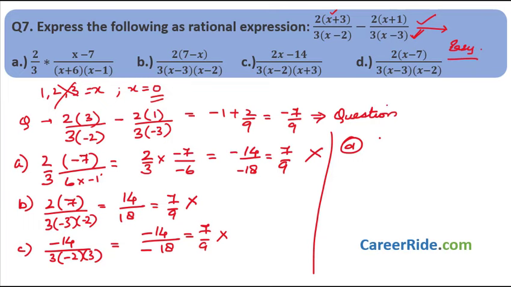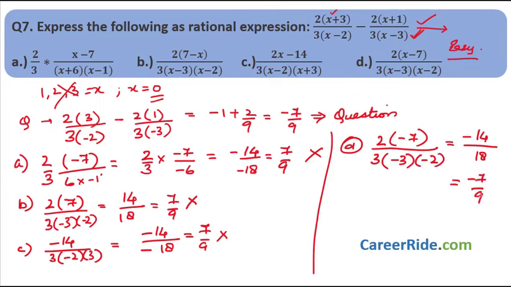The option D here is 2 into minus 7 divided by 3 into 0 minus 3 is minus 3 into minus 2. This is what? This is equal to minus 14 upon 18. This is equal to minus 7 upon 9, which is what I was looking for. And this is same as the value of the expression I got in the question. Minus 7 upon 9 was the value of the expression when I placed x equal to 0, and D also gives me the same value. So D is my correct option.